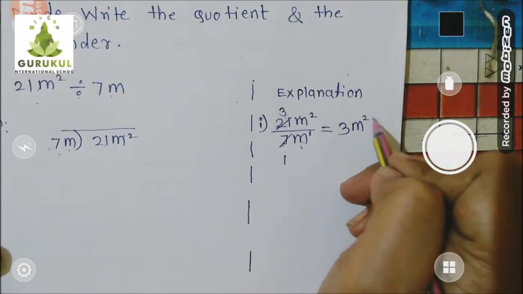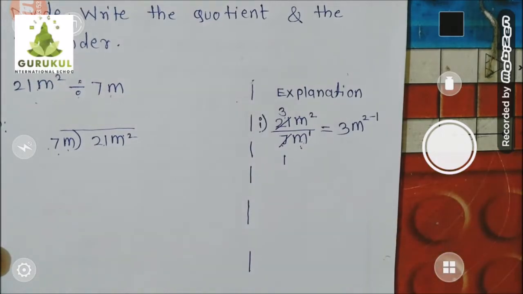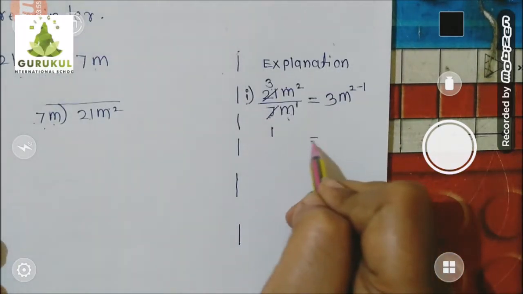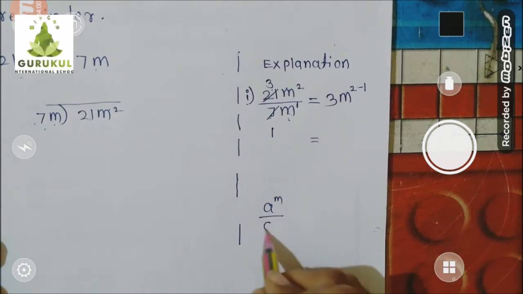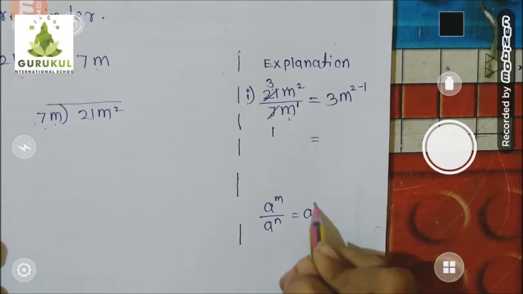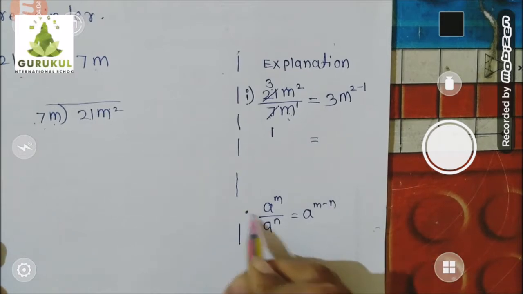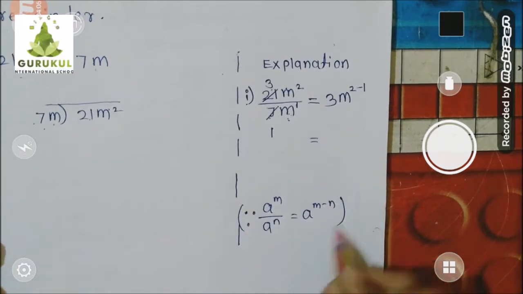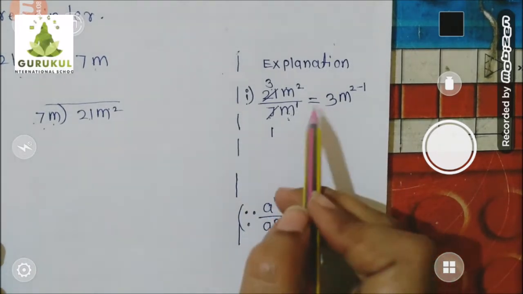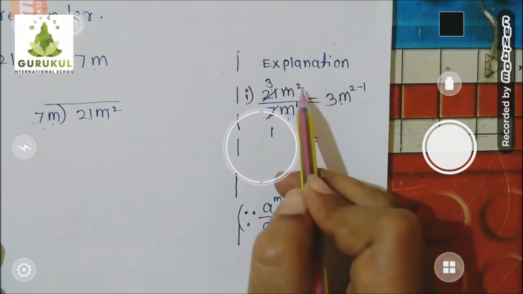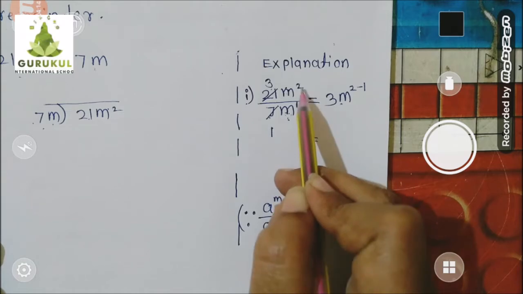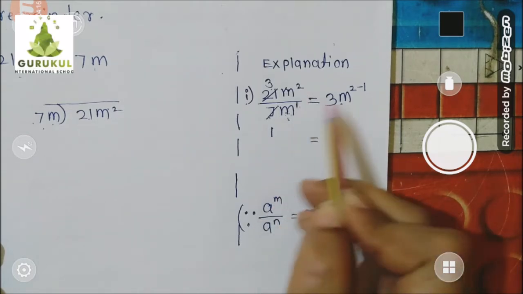So 2 minus 1. Here, children, I have applied the law of indices. You know, a raised to m divided by a raised to n is equal to a raised to m minus n. This formula, children, I have used. So according to that, both are containing the same variable m, so I wrote it once and I subtracted the indices, 2 minus 1.